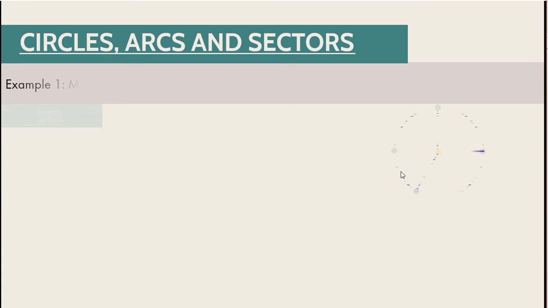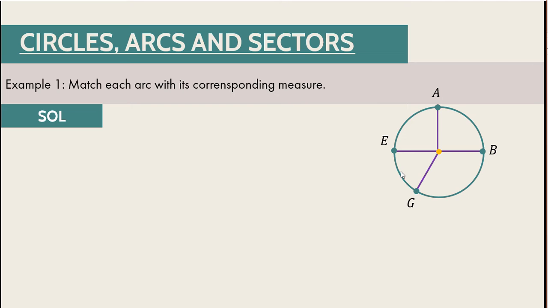Now let's have a look at the example here. Match each arc with its corresponding measure. Here we have arc AB, arc EB, arc EG, and arc AG. And we are given some measures: 150 degrees, 90 degrees, 60 degrees, and 180 degrees. Now look at the diagram on the right and think of it for a while.